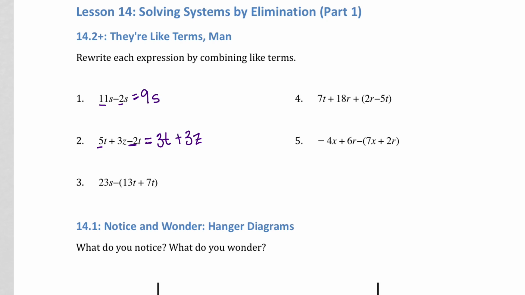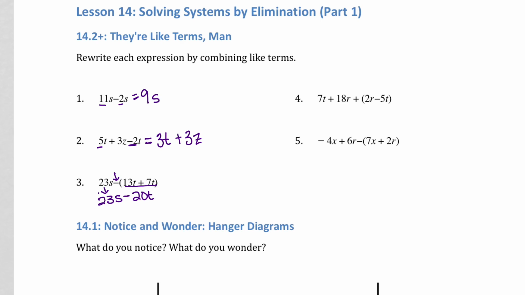All right, now we have 23s minus the quantity of 13t plus 7t. Can I combine any of these terms? We can combine the 13 and the 7 because they both have t's. What is 13 plus 7? 20. We leave our t attached. We keep the subtraction sign from the front. And then we just drop down our 23s because we didn't combine that with anything.